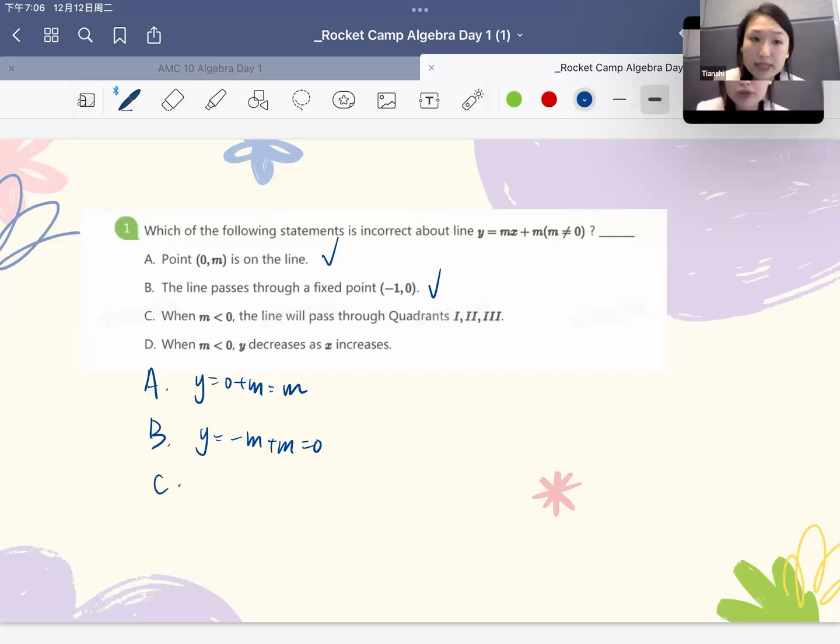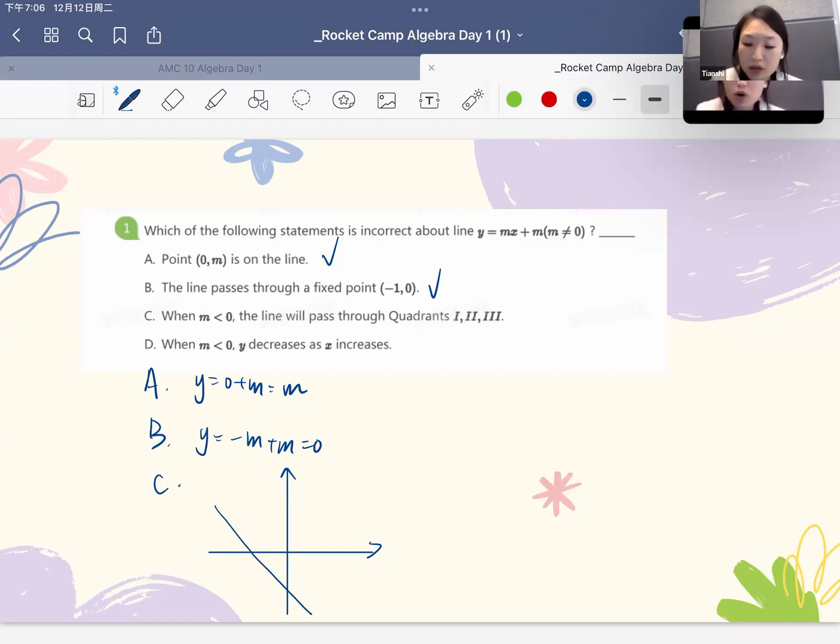And let's try for C together. So when m is negative, the line passes through the first, second, and third quadrant. Let's draw a line together. And then m is negative. It means that the line is decreasing, right? So the line looks like this. Right, m is negative, so it's in decreasing order.